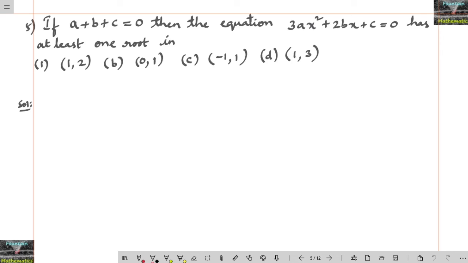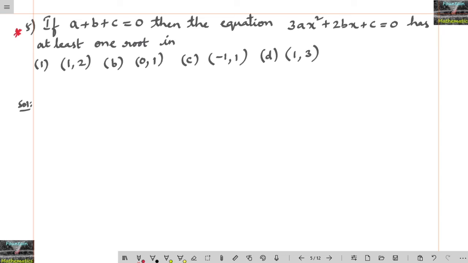If a plus b plus c is equal to 0, then the equation 3ax square plus 2bx plus c equals to 0 has at least one root in. See, this is one of the questions where we have to use some concepts in your mains part particularly. Let me explain so that every student can understand.